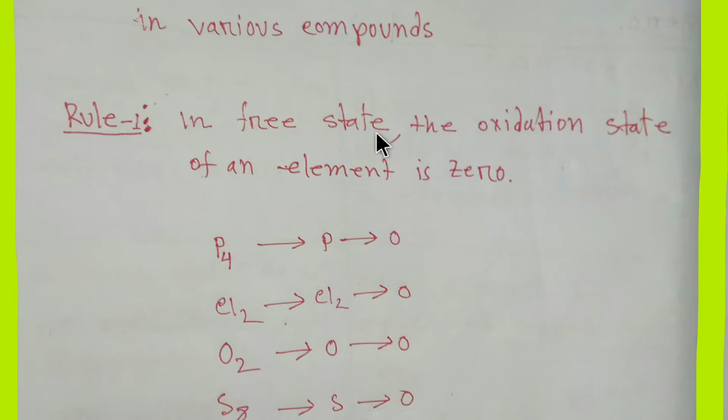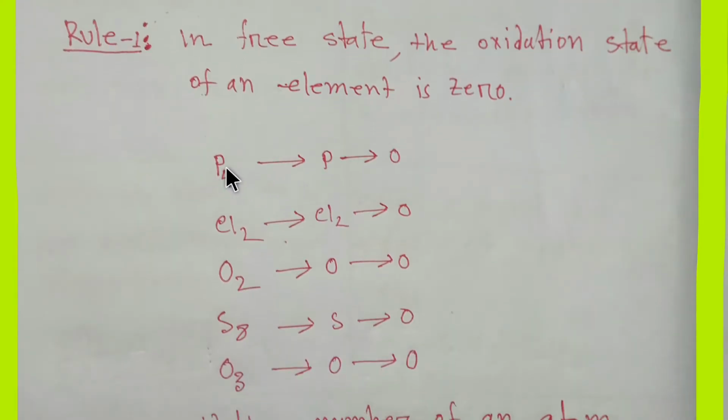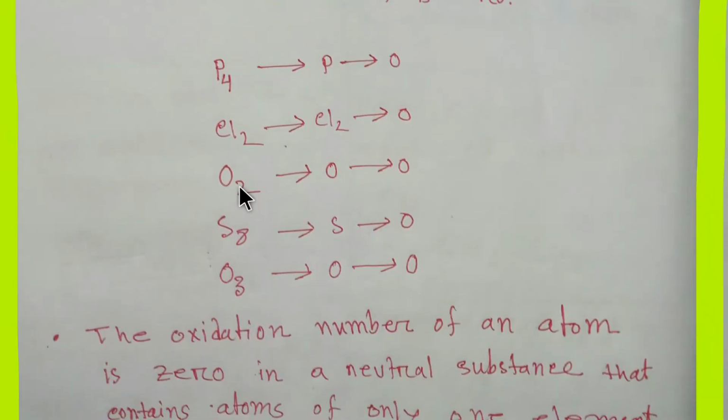Rule 1. In free state, the oxidation state of an element is 0. That is, you know that in P4 there is no other element without phosphorus, right? So in this case, the oxidation number of phosphorus is 0. In chlorine, the oxidation state of chlorine is 0. Here the oxidation state of oxygen is 0. Here the oxidation state of sulfur is 0, and here the oxidation state of oxygen is 0.